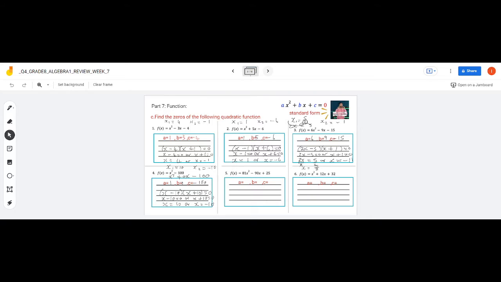Now once again we're checking if our equation is in standard form. Yes, it is. So a is 81, our b is -90, and our c is 25. Use our calculator. So a is 81, our b is -90, and our c is 25. Once again we get a fraction, x equals to 5/9, the first x value. The second x value we get.